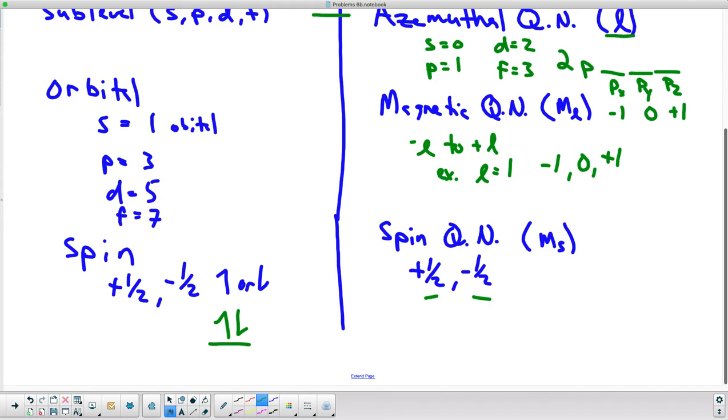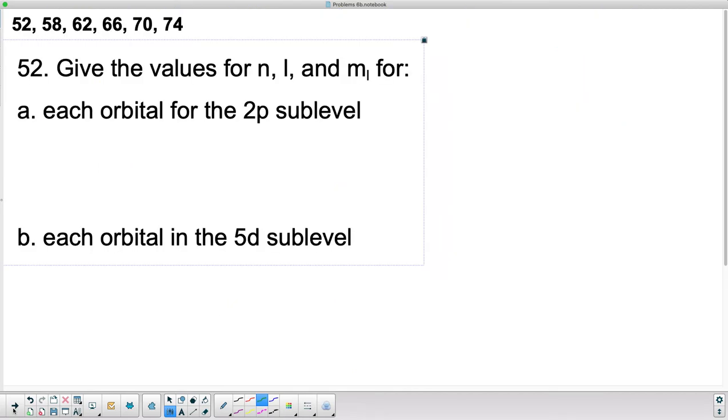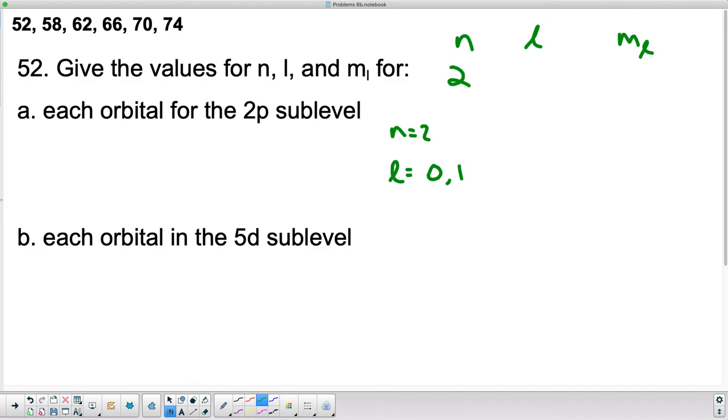So now that I've given you some parameters, let's talk about what it looks like when we put this all together. The first question says, give the values of N, L, and M sub L for each orbital for the 2P sublevel. Okay, well we can do this because we have the N, L, so I'll do the N, the L, and the M sub L like this. So the first thing I do for the second main energy level, N equals 2, my L is going to be either 0 or 1.